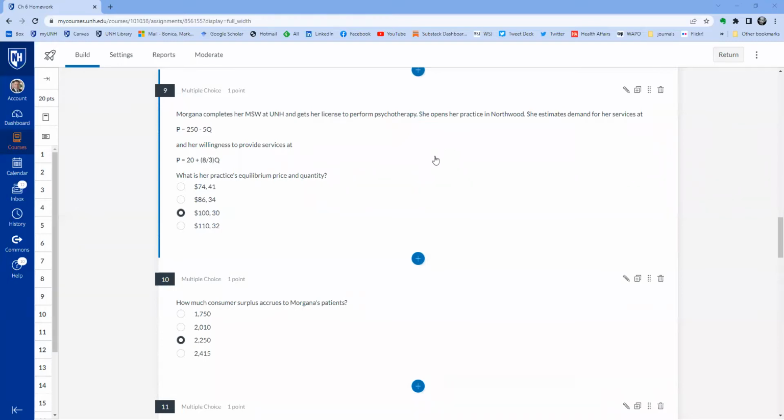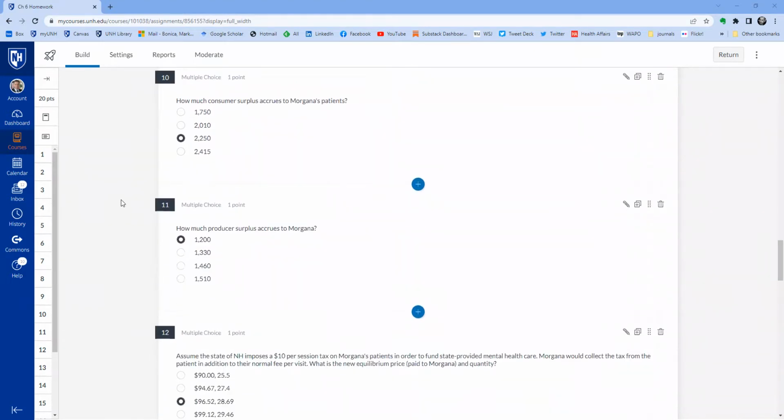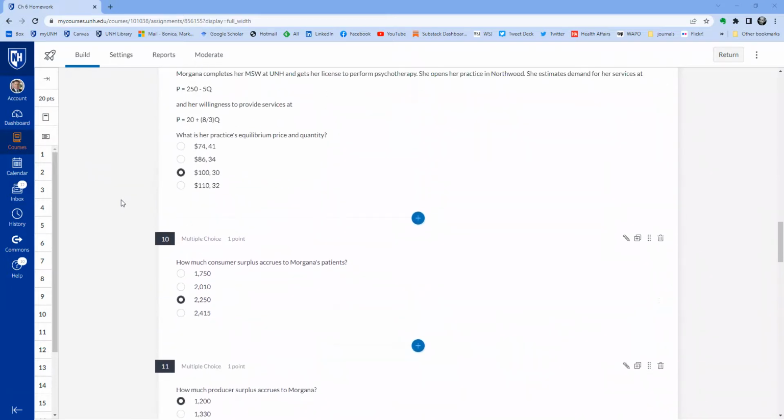Okay, so now we're going to talk about Morgana, and she's a psychotherapist. She's got her demand of 250 minus 5Q and her supply of 20 plus 8/3 Q. What's her practice's equilibrium price and quantity? How much consumer surplus? How much producer surplus? So we'll do those and then come back to this problem.